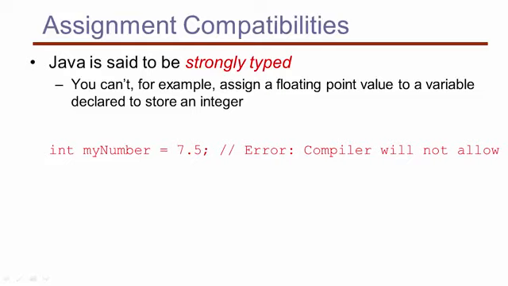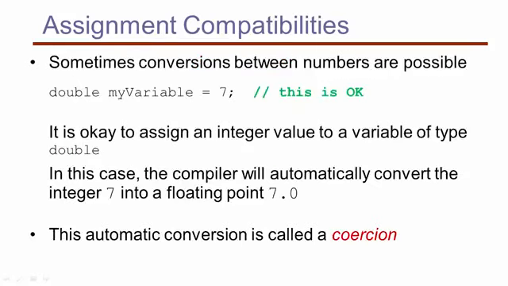Java is a strongly typed language, and thus it does not allow certain type of assignment statements if those assignment statements could potentially lose information. For example, Java will not allow you to assign a floating point value to a variable of type int, since that variable cannot store the fractional part of the value, and thus information would be lost. But Java does allow certain conversions.